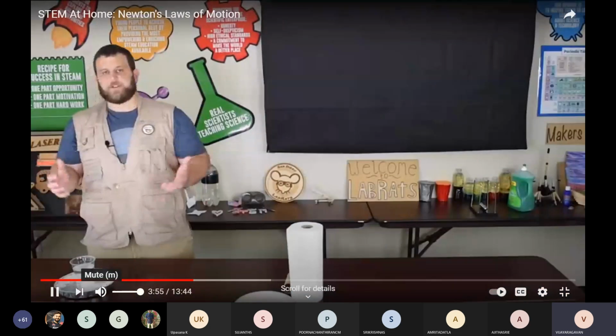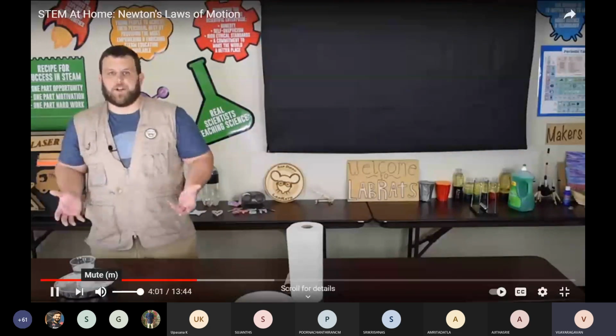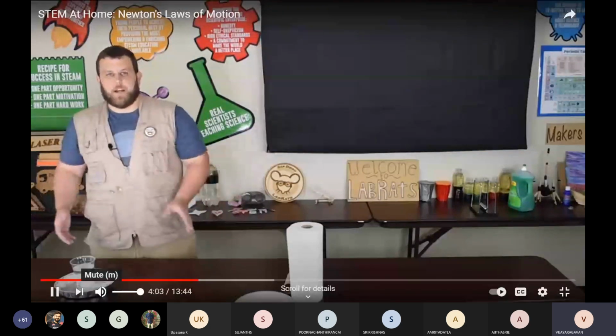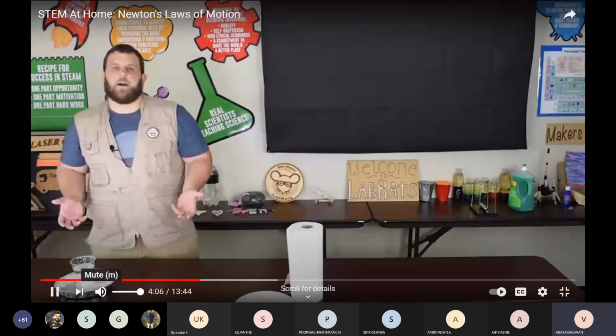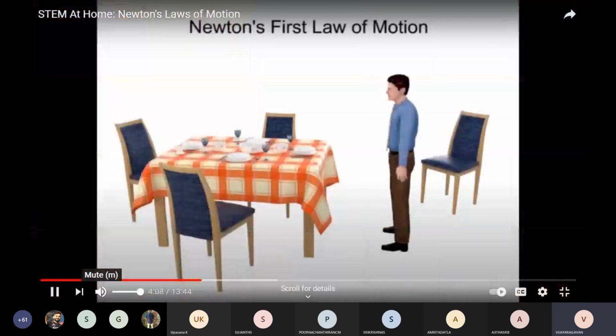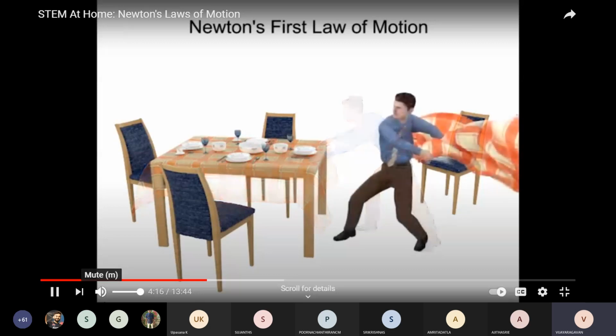Newton's first law states that an object at rest will stay at rest, or an object in motion will stay in motion in a straight line at a constant speed unless acted upon by a force. This law can be observed when a tablecloth is whipped from underneath a dinner setting while the dishes remain in place. Because the dishes were initially at rest, they will continue in their state of rest.